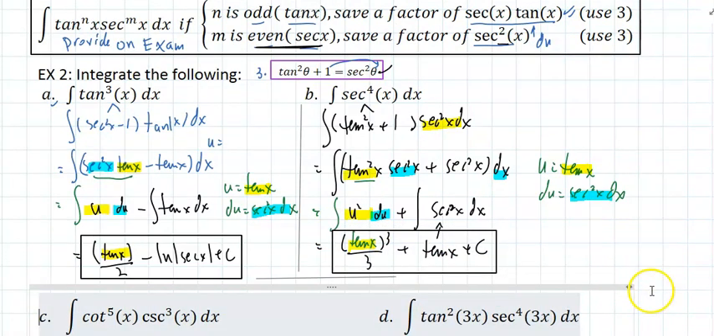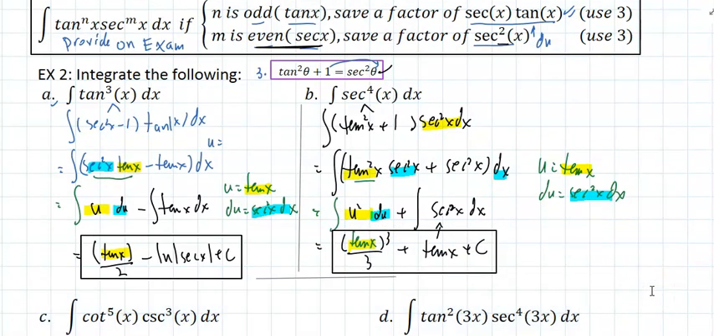Now if I move to the next set of problems, again I'm looking for even. If they're both odd, I know it's going to work, and if they're both even, I know it's going to work. But since it's hard to remember which is which, I'm providing this for you so you could use it. So here I'm looking at C, and I notice there's a cotan to the fifth and a cosecant cubed. So they're both odd. Well, it does match that rule.